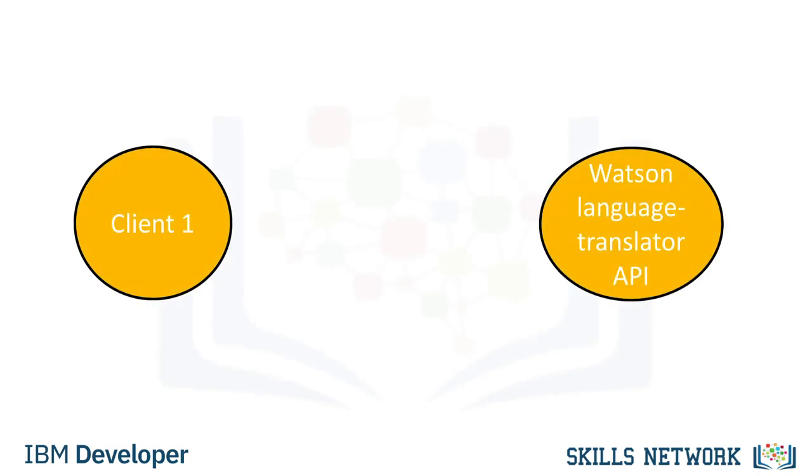The Watson Language Translator API provides another example. You send the text you would like to translate into the API. The API translates the text and sends the translation back to you. In this case, we translate English to Spanish.